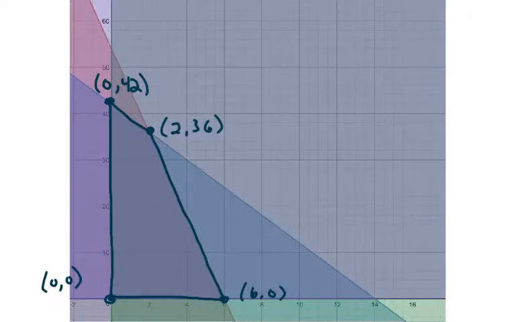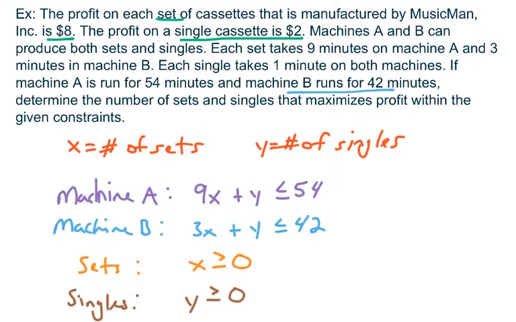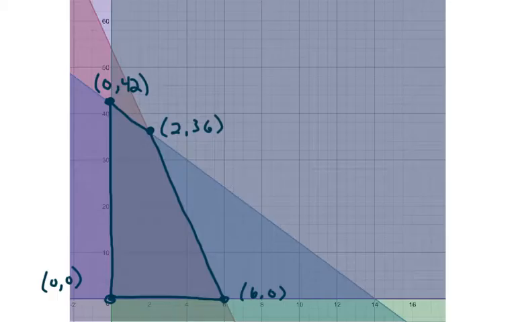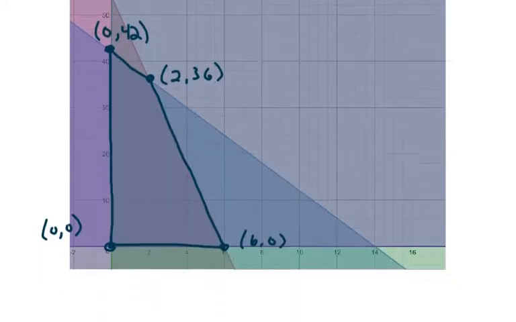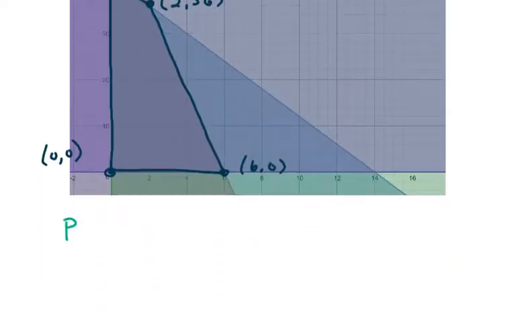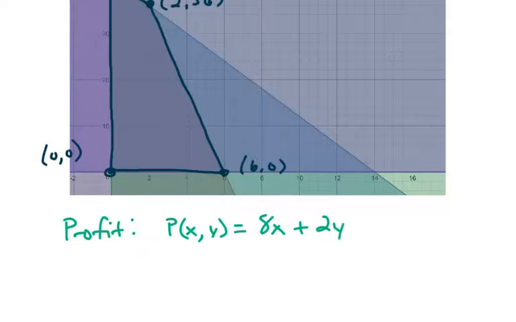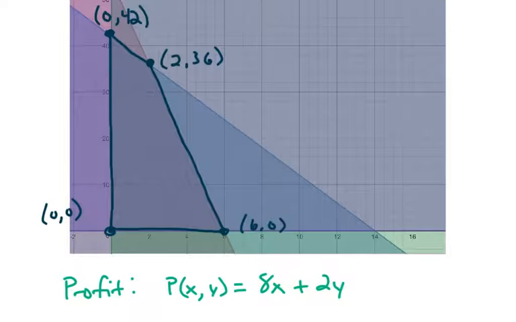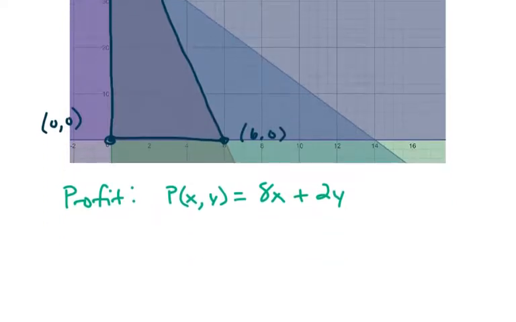Now we need to talk about profit. If I go back to this screen here, we can talk about profit. Profit on each set is $8, and the profit on each single is $2. And we want to maximize the profit. Our profit, we can say P of x, y, P standing for profit, because we're writing a two-variable equation here. We know it's $8 profit for a set plus $2 for a single. And we have four possible outcomes that we need to test. So we're going to go ahead and test all of them.